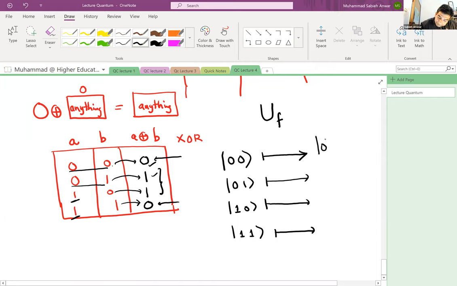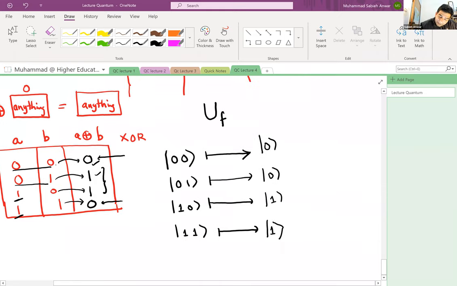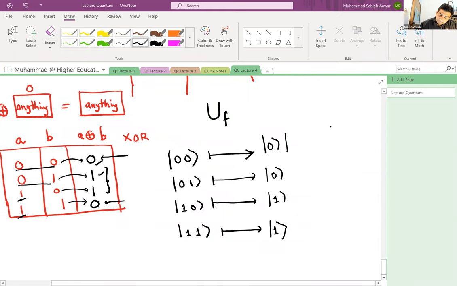So nothing happens to the first qubit. The control qubit doesn't change. However, the second qubit changes. And let me define how the second qubit changes. The second qubit changes in the following fashion. I take the second qubit 0 and find its exclusive OR with the function evaluation on the first qubit.